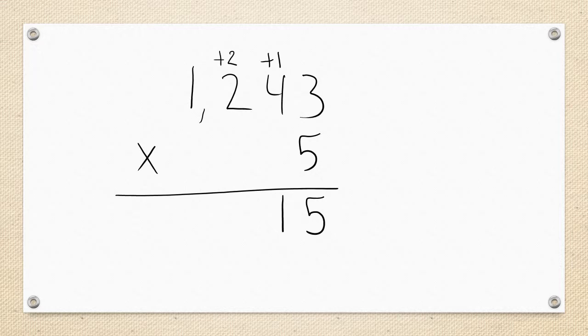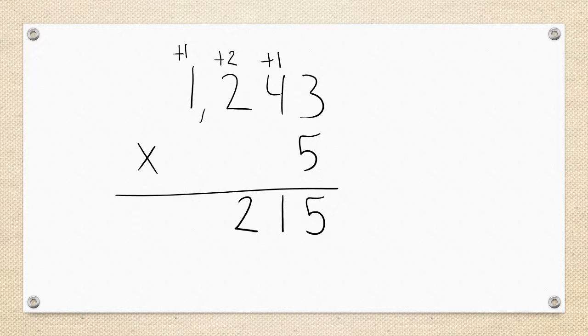Then, I multiply 5 ones times 2 hundreds, which equals 10 hundreds. I add the 2 additional hundreds, which equals 12 hundreds. That has a value of 1,200. I write down the 2 hundreds, and I carry the 1 group of 1,000 to the thousands place value.